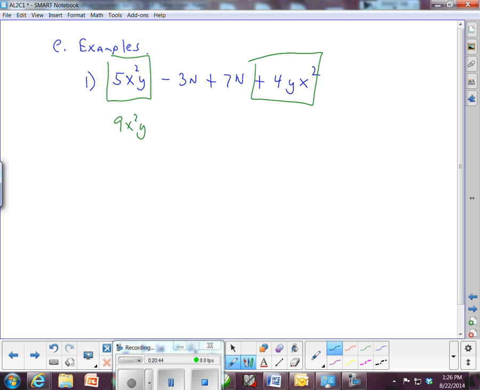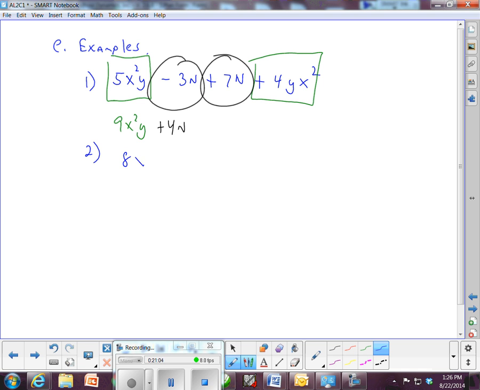Now we'll look and see, are there other like terms? There are. There won't always be, but there are. We have 3 negative n's and 7 positive n's for a positive 4n, and we added like terms. Okay, just one more example, we're done for today. How about something like this?